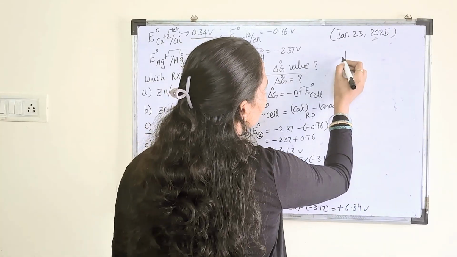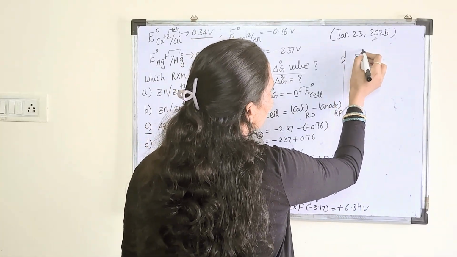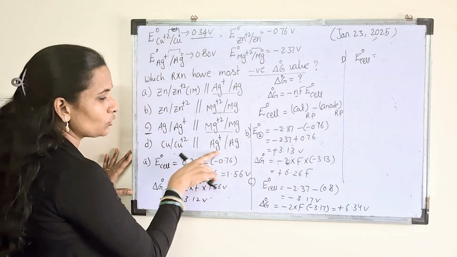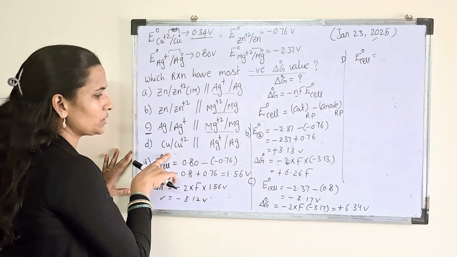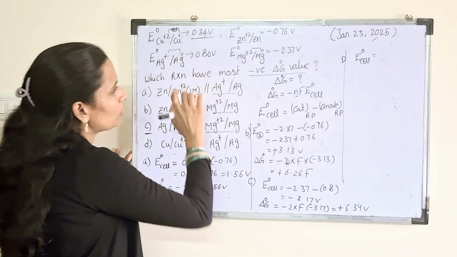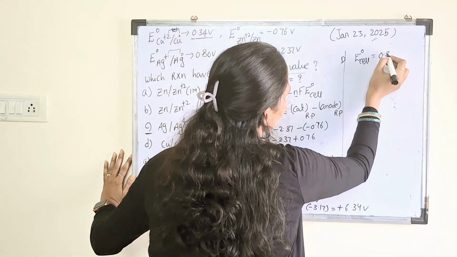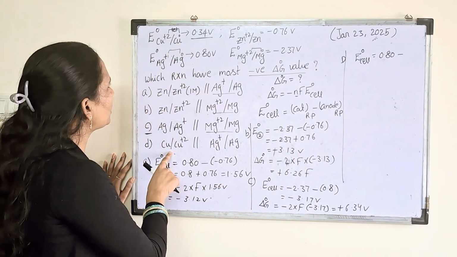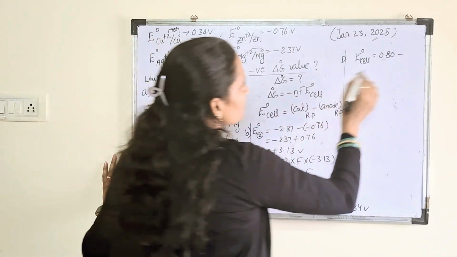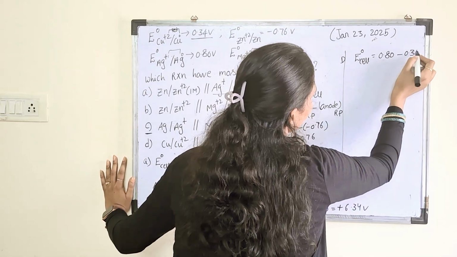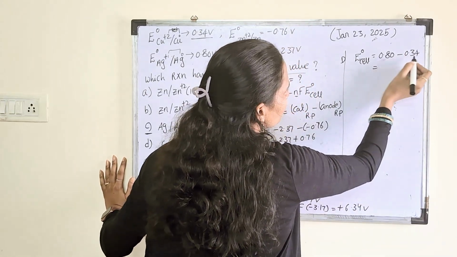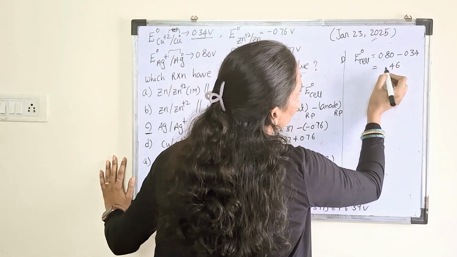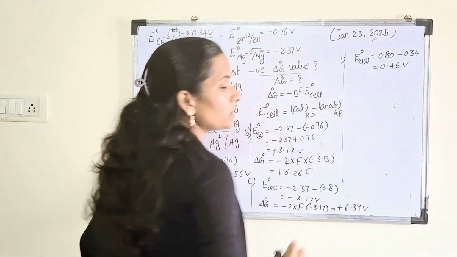Now do it for the fourth equation. First calculate E naught cell for the fourth equation. What is the cathode? Here Ag is the cathode, copper is the anode. So Ag value, how much? That is 0.80, minus, cathode reduction potential minus anode reduction potential. Here copper acts as the anode, so that is 0.34 volts. So 0.80 minus 0.34 is 0.46 volts. That is the E naught cell.